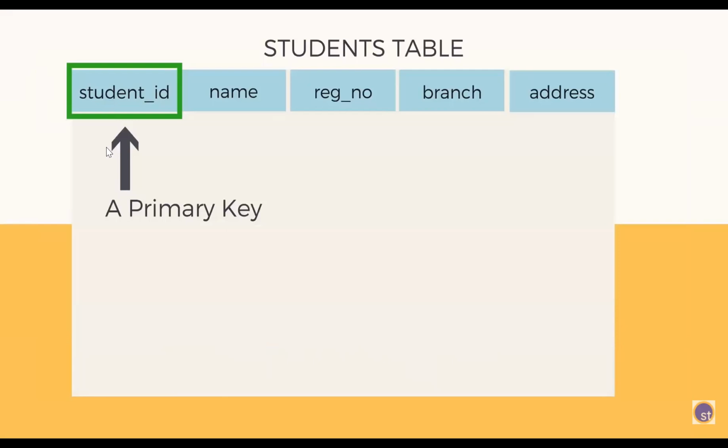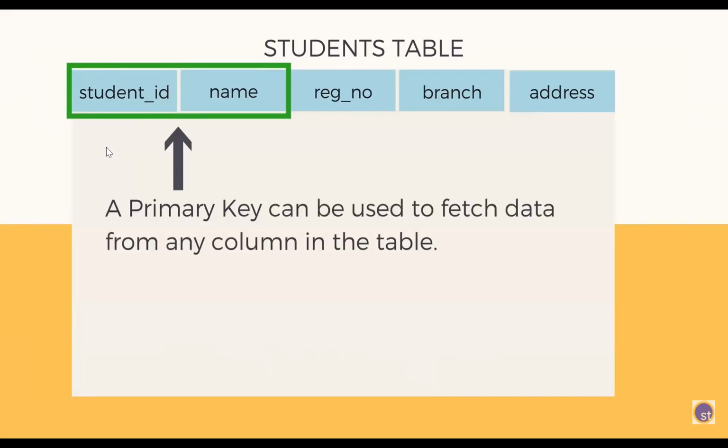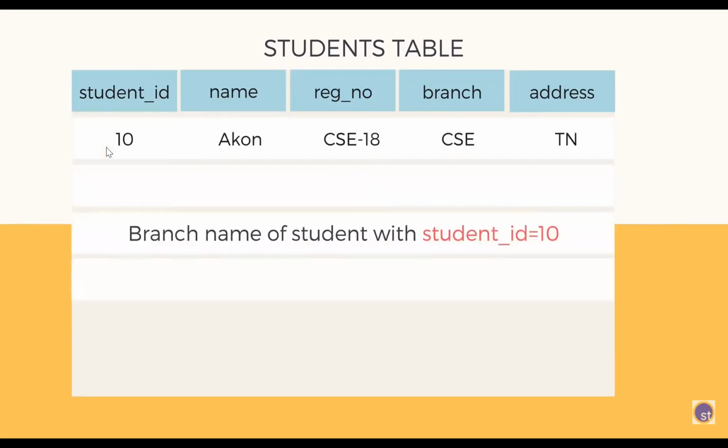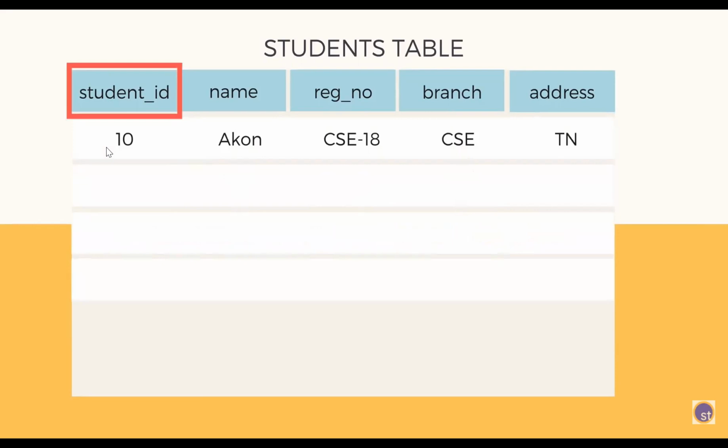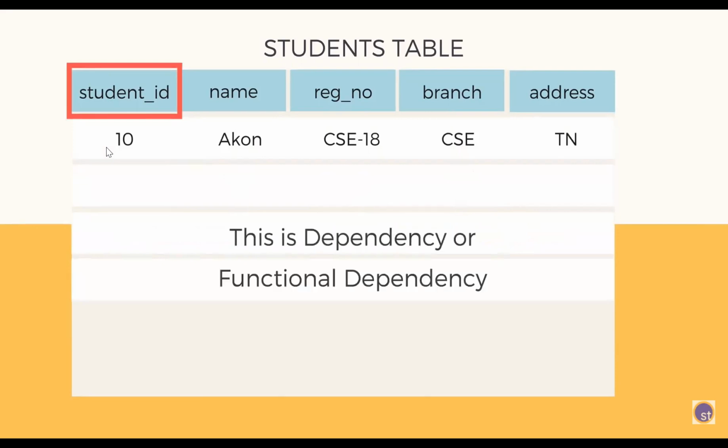A primary key is nothing but a column or at times a group of columns which can uniquely identify each row in the table. In simple words, all you need is the primary key to fetch any data from the table. For example, I can say give me the branch name of the student with ID 10 and I can get it. Similarly, if I ask for the name of student ID 10, I will get it. So all I need is student ID and every other column depends on it. This is dependency in a table.